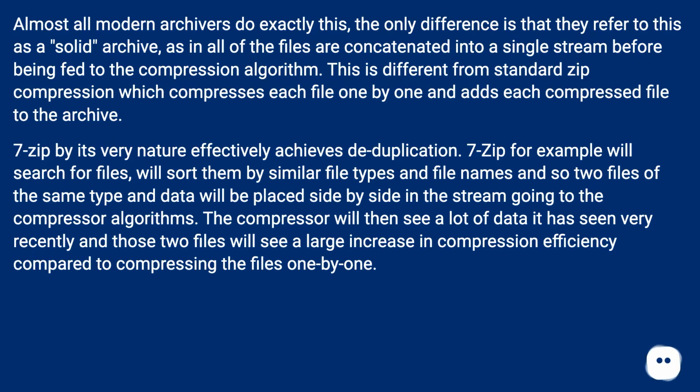7-zip, for example, will search for files, will sort them by similar file types and file names, and so two files of the same type and data will be placed side by side in the stream going to the compressor algorithms. The compressor will then see a lot of data it has seen very recently, and those two files will see a large increase in compression efficiency compared to compressing the files one by one.